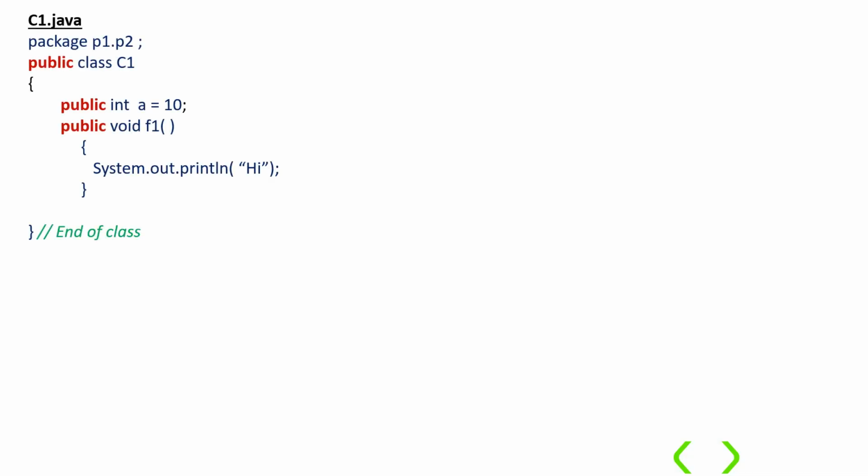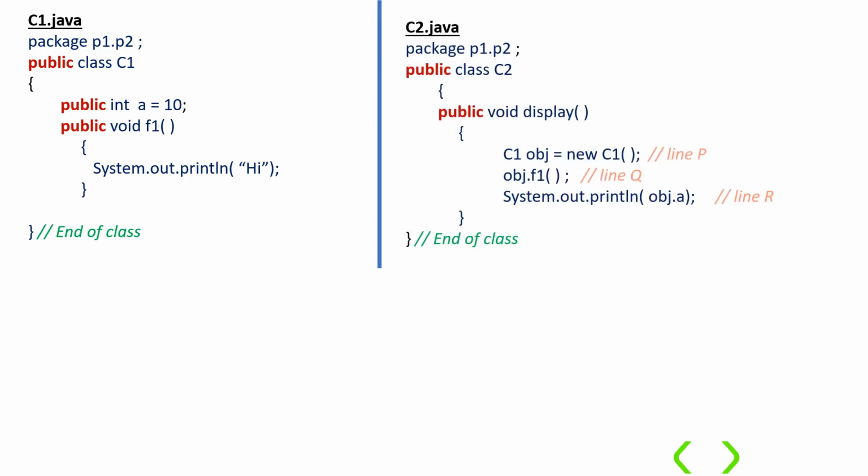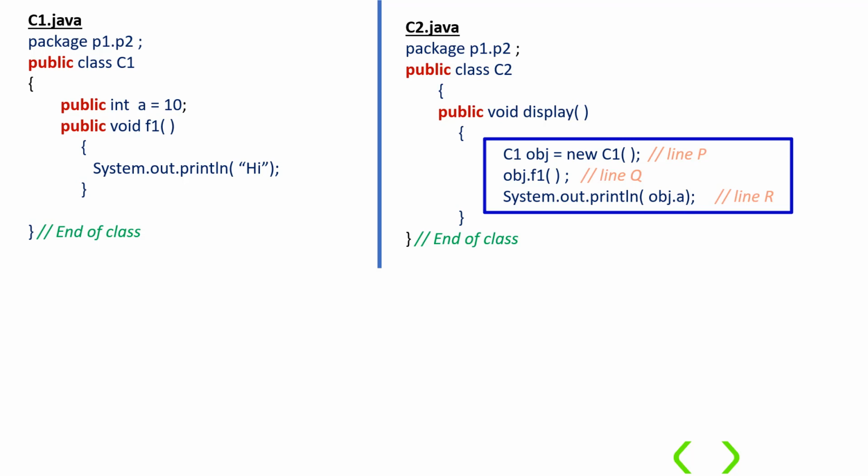Class C1 is in package p1.p2. It has variable a and method f1. They are both public. Another class, C2, is in the same package. It has a public method display. In it, an object of C1 is created. Using this object, the function f1 and the variable a are accessed. Are lines P, Q, and R valid?